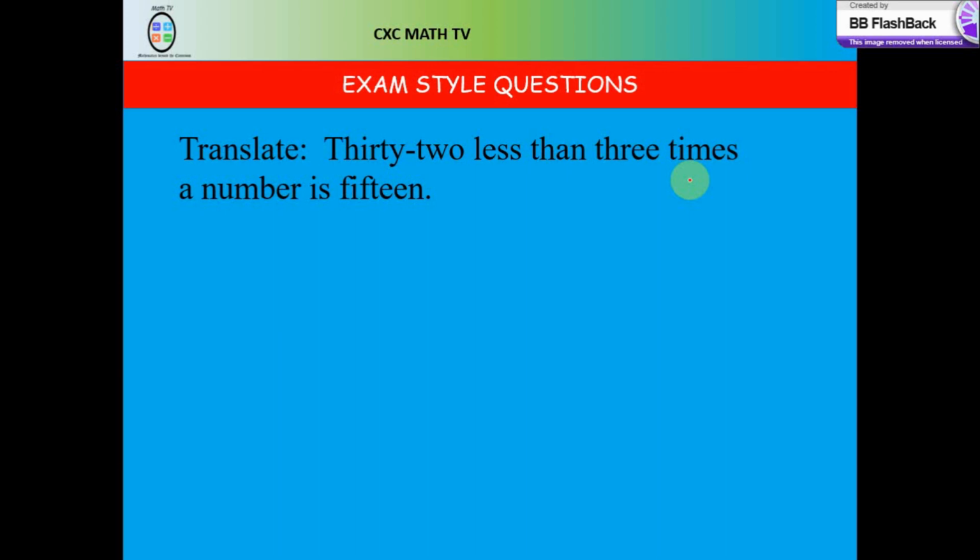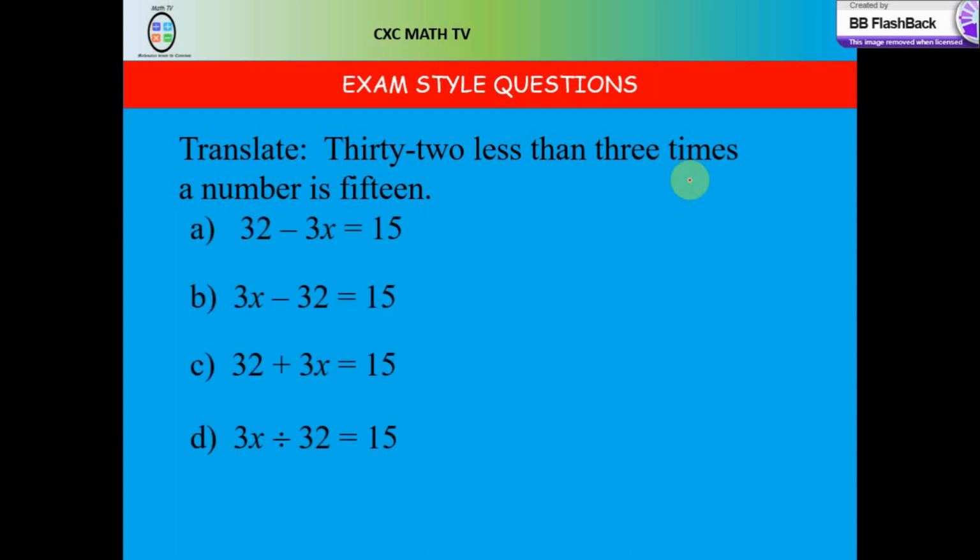Now it says 32 less than 3 times the number is 15. Is what? Equal to. So exam style now, which one would this be? Pause the video and answer the question. So it says what? 32 is less than 3 times a number and is 15. 3 times a number, y? When you minus 32, the result is 15. That is D.